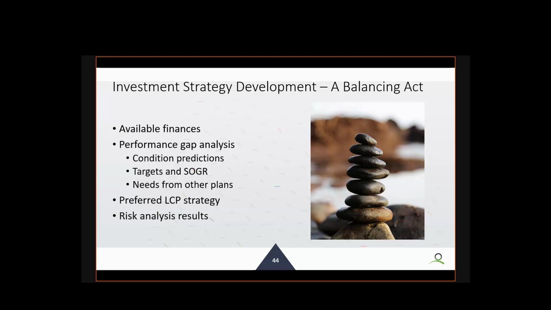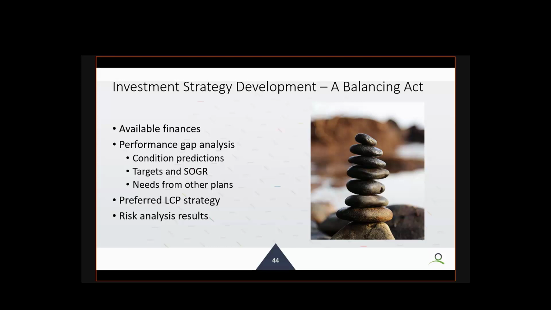Each time you update your strategic highway safety plan, or if you have a CMAQ plan, right, that's going to provide information that may influence your asset management investment strategy. So each time you update the TAMP, you need to look at what's happening in those other areas and incorporate it into your asset management strategy.